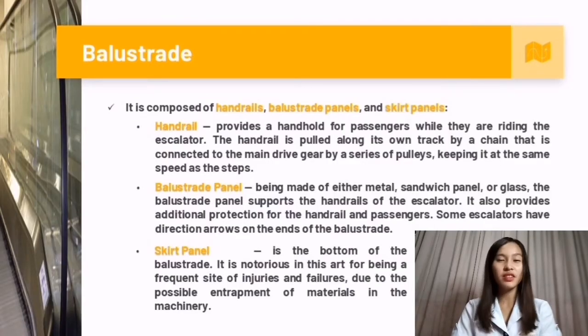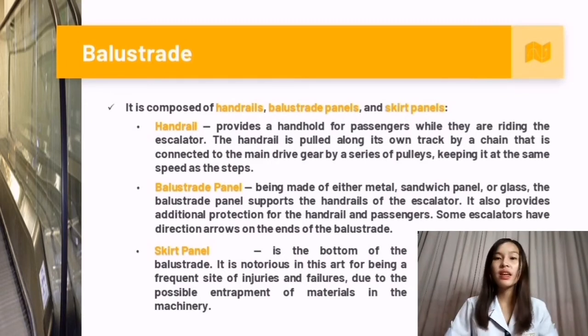Third is the balustrade. Balustrade is composed of handrails, balustrade panels, and skirt panels. The handrail provides a handhold for passengers while they are riding the escalator. The handrail is pulled along its own track by a chain that is connected to the main drive gear by a series of pulleys, keeping it at the same speed as the steps.